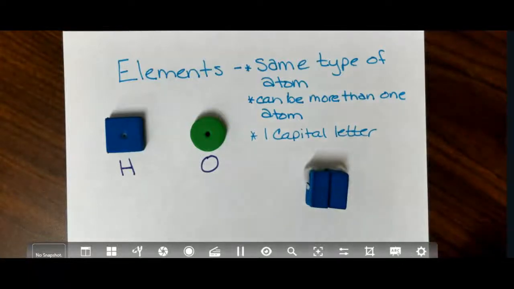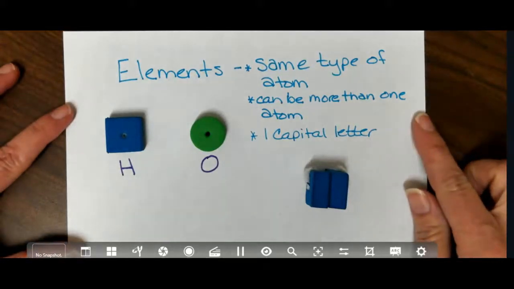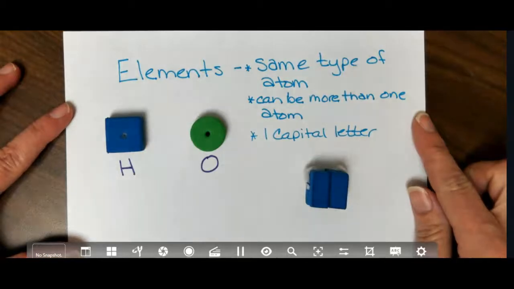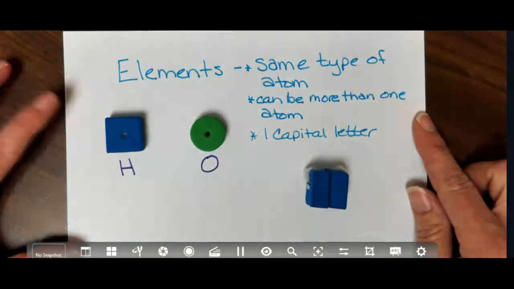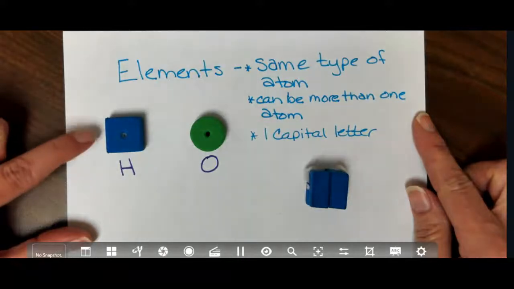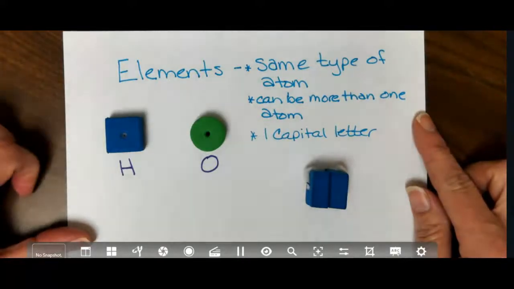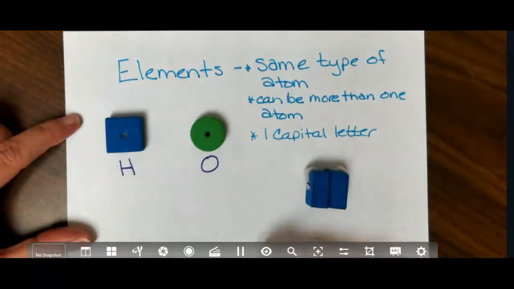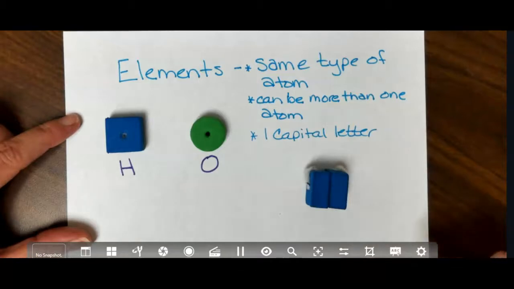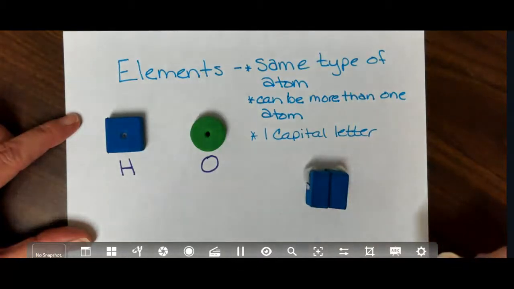So for a quick review of elements and compounds, remember we're talking about either one type of atom or multiple atoms. So an element is represented by one single type of atom. Now, that doesn't mean that there can't be more than one of that type of atom. So if we look here, we have one atom of hydrogen represented by the blue square. I also have one atom of oxygen represented by the green circle. That is one way to represent an element.